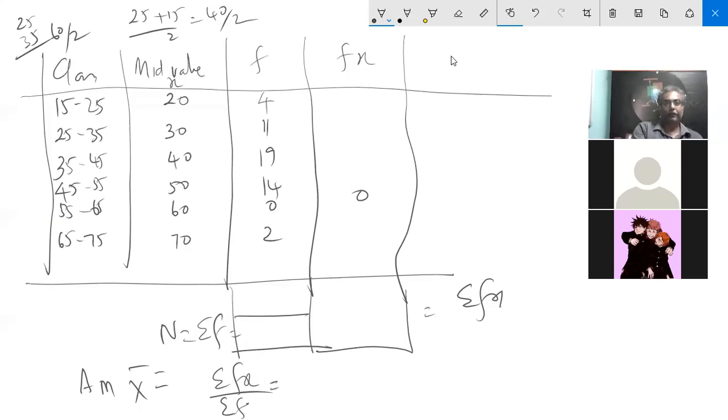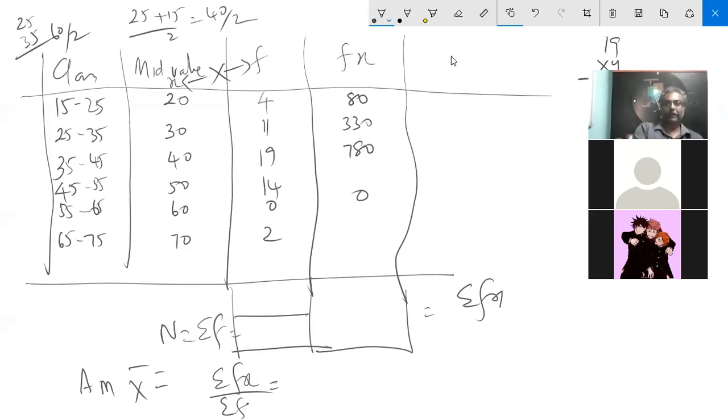Now you have to do f into x. What is 20 into 4? 80. 30 into 11. 3 into 11, how much? 33, 330. See, calculation very easy. That's why he's saying use direct method. 19 into 4, 76. So 760.